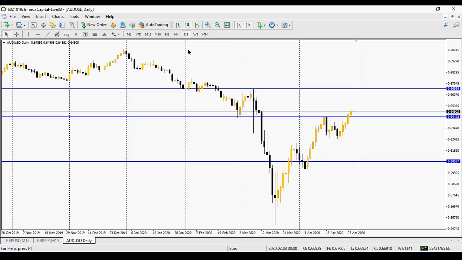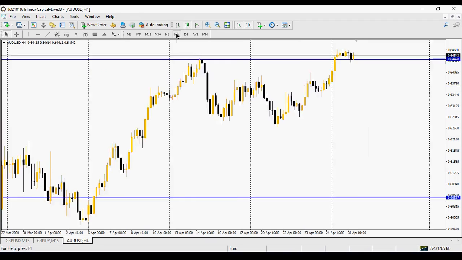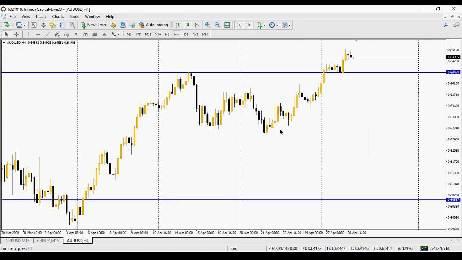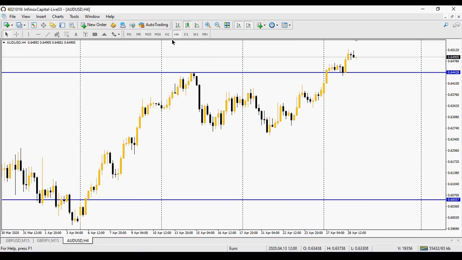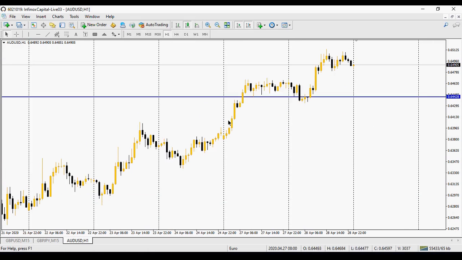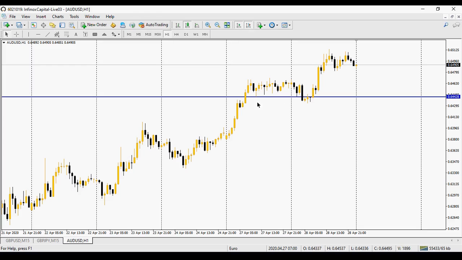resistance area. Okay. It first gave us a fake rejection. You can see it gave us a fake. This was... hold on. Okay, this is the 4 hours time frame. Okay, this was yesterday. You can see.